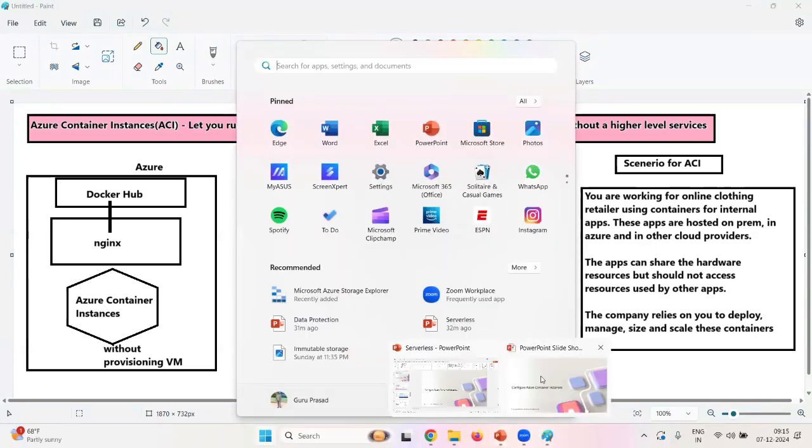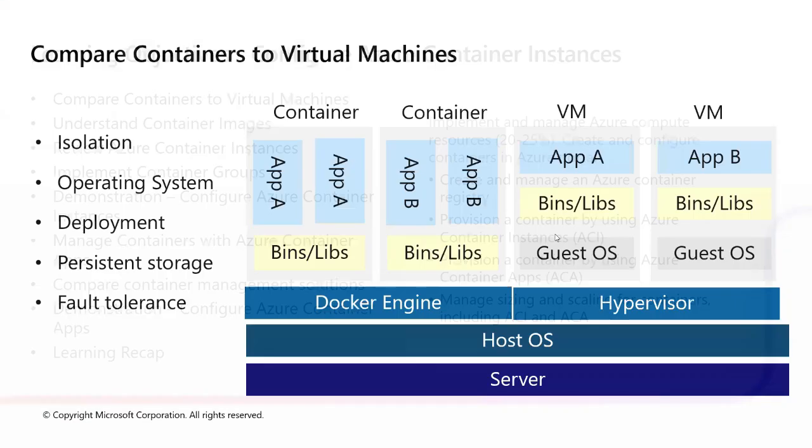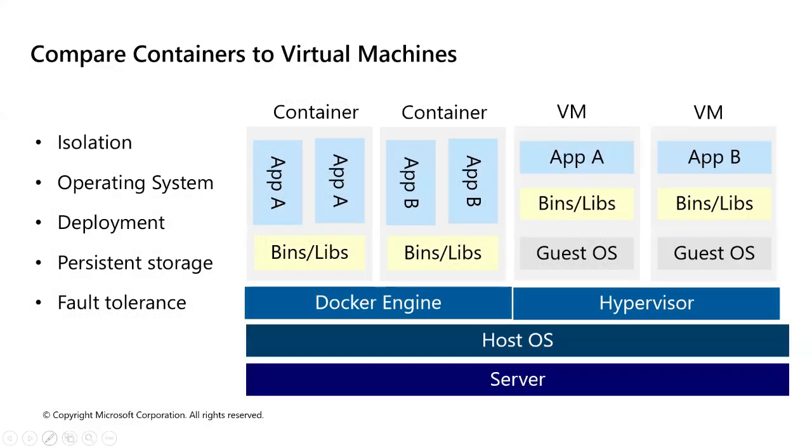Let me go back to the PPT. This is the comparison between your container and your virtual machine. A container is not a storage. When they talk about Azure storage, there is a storage container. But if you say containers only, then it is ACI, Azure Container Instance.